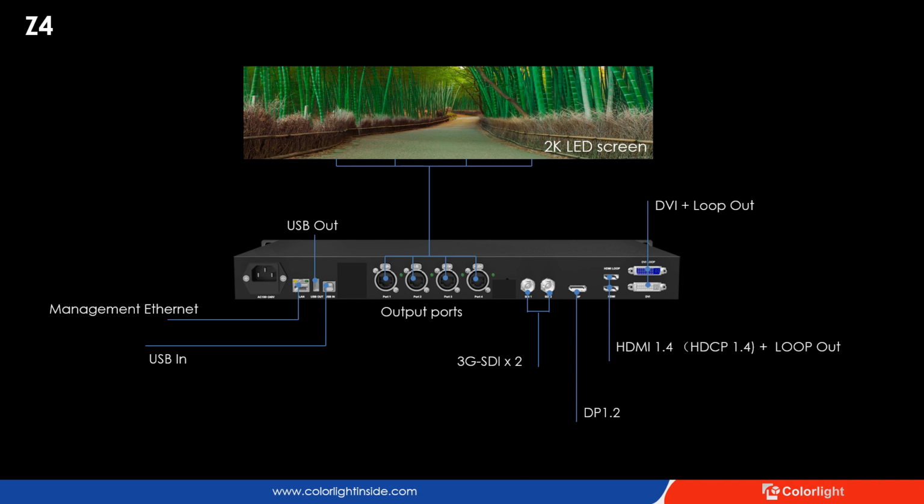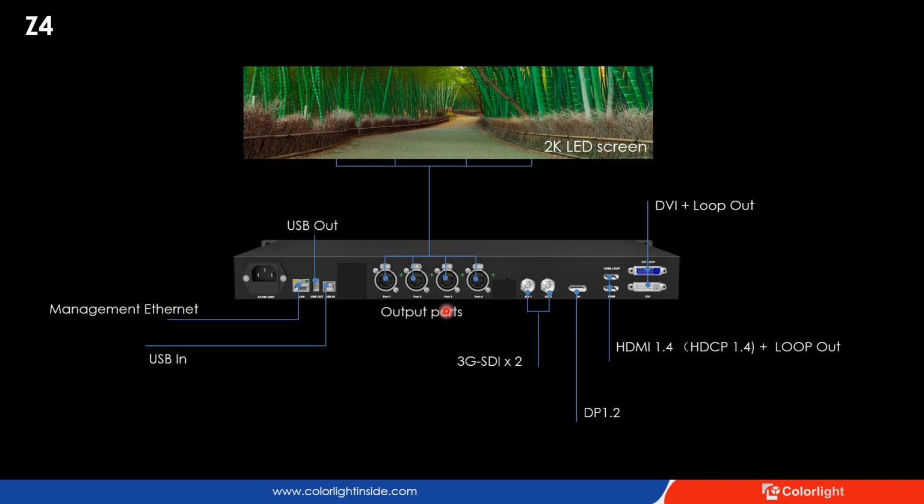Alright, let's continue with the Z4 processor. Now we're seeing the Z4's back panel from left to right. There is a 3-pin AC power plug. Its working voltage ranges from 100 to 240. It's got a management Ethernet and 2 USB ports for parameter configuration. USB Type B is the input, and Type A is a loop-out port for daisy chaining Z4 processors in the case where we need multiple processors to drive a large LED wall.